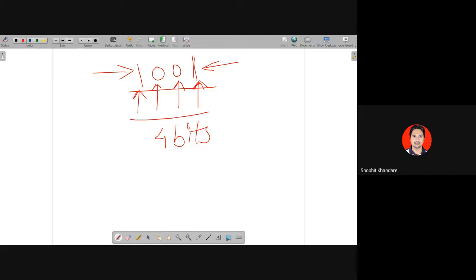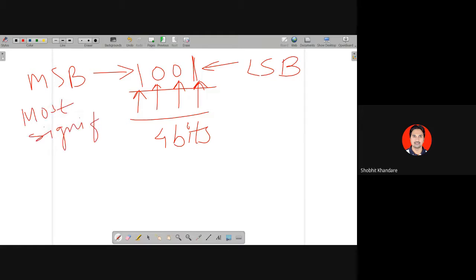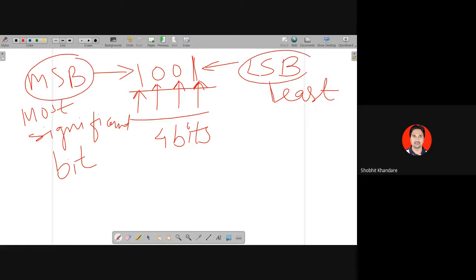Now here we will not say unit, tenth, and hundred, because that is applicable for decimal numbers. Here, this bit is called LSB, the least significant bit. And this bit is called MSB, the most significant bit. Now MSB and LSB are also applicable for decimal numbers.